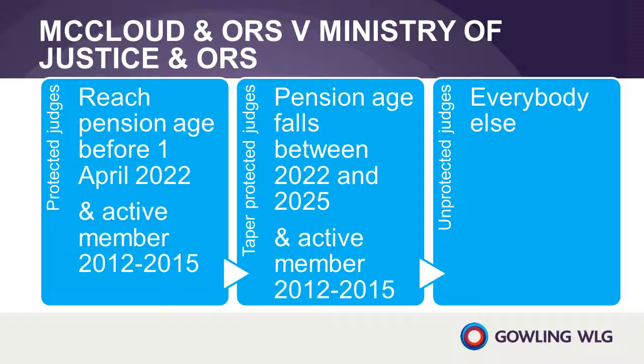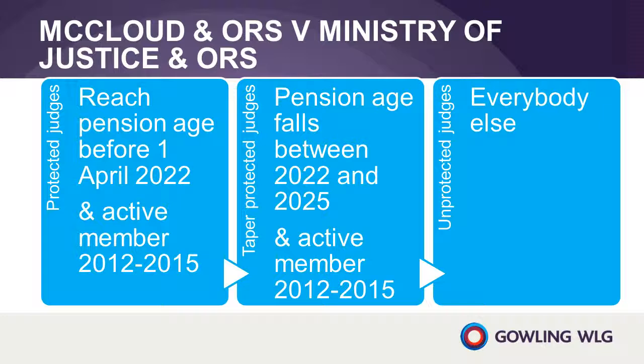So when the old scheme was closed and judges were moved to the new scheme, transitional protections were put in place for members of certain ages, depending on their years of pensionable service and their normal retirement date. And this resulted in mass age discrimination claims from 210 members of the judicial system who claimed that transitional tapering protections were age discriminatory. So what was the potential issue with the transitional tapering arrangements?